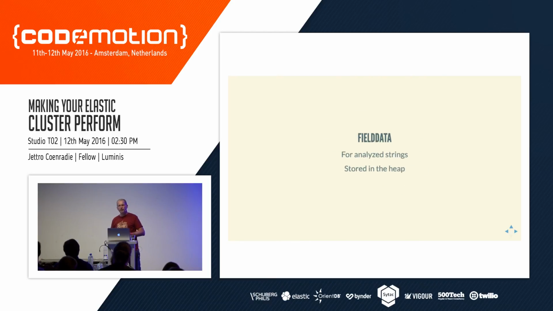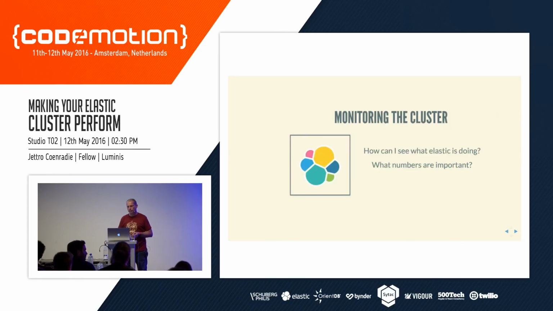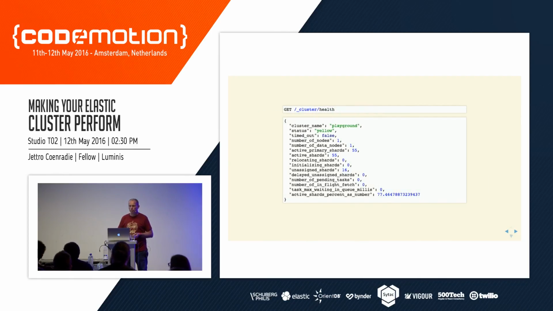It would use field data, and field data is in the heap. This is one of the things that you want to track in your monitoring, because if you do this on too big fields, then the field data would increase, and that would be again a reason why you could go out of memory. So let's quickly go into monitoring.